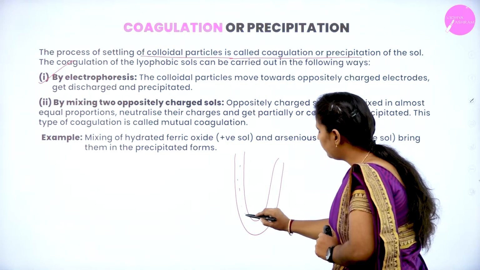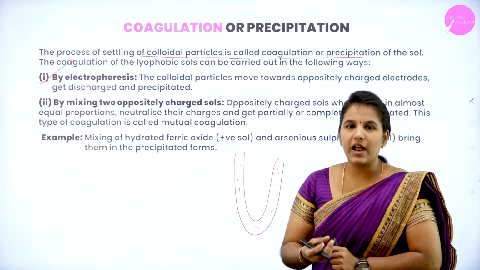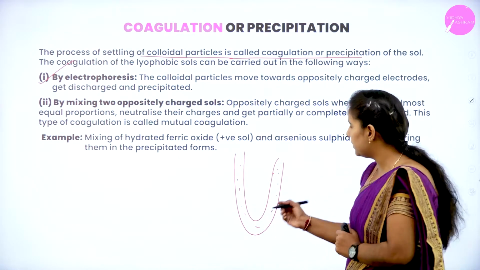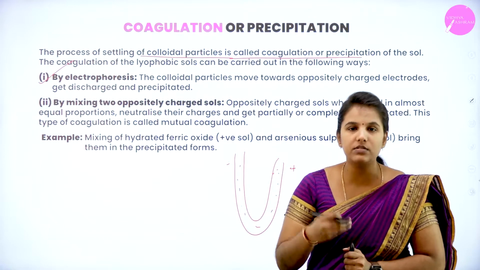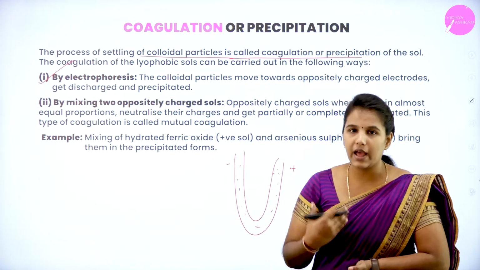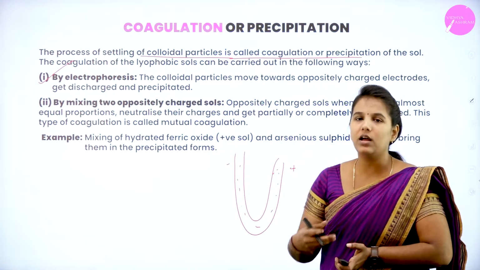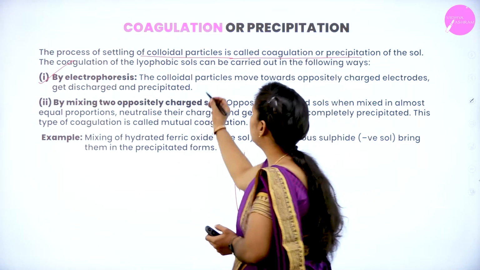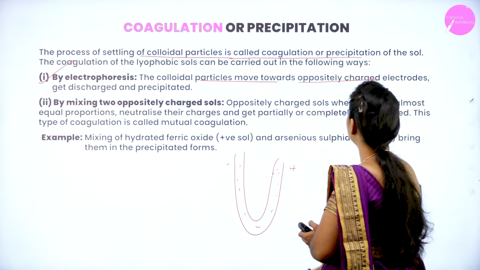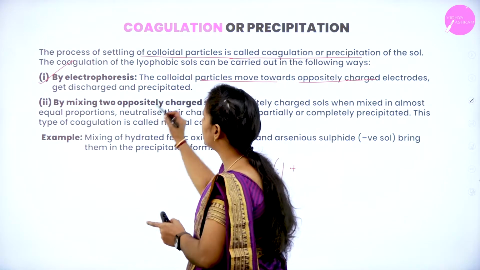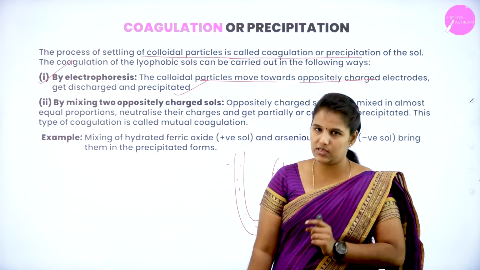So in this, they will fill the colloidal solution in such a way that when you apply the electrical field, if the colloidal solution consists of negative charges, it will move towards the anode. Similarly, if the colloidal solution consists of positive charges, it will move towards the cathode. This is how by doing the electrolysis we can settle out the colloidal solution. So colloidal particles will move towards the oppositely charged electrode and get discharged, and later get precipitated. So this is the first method.